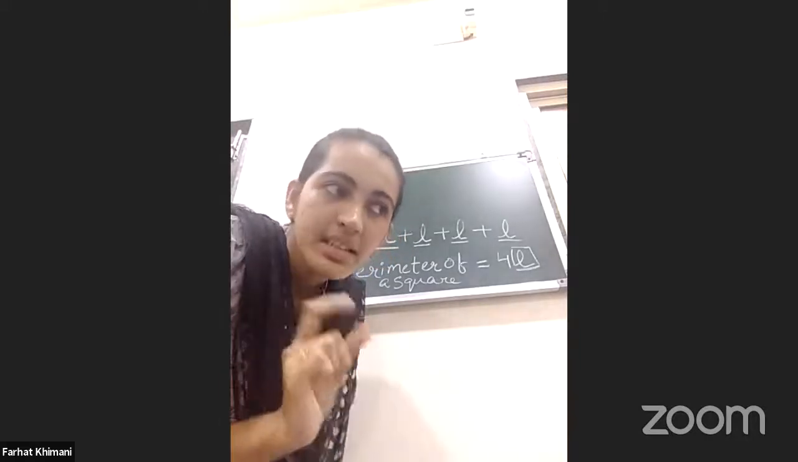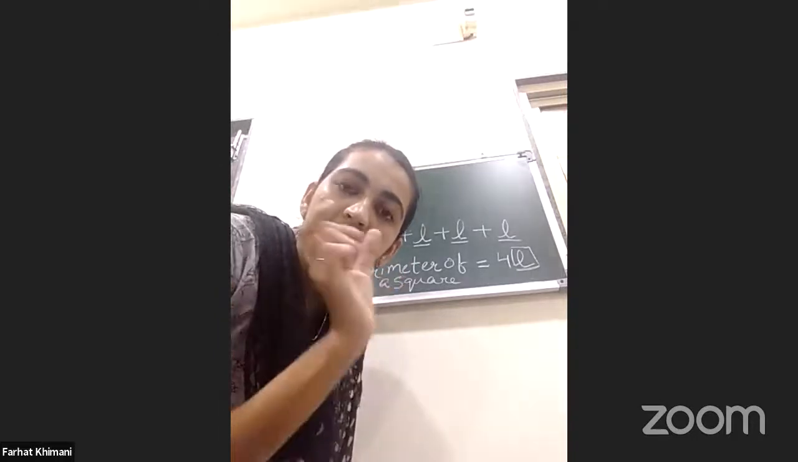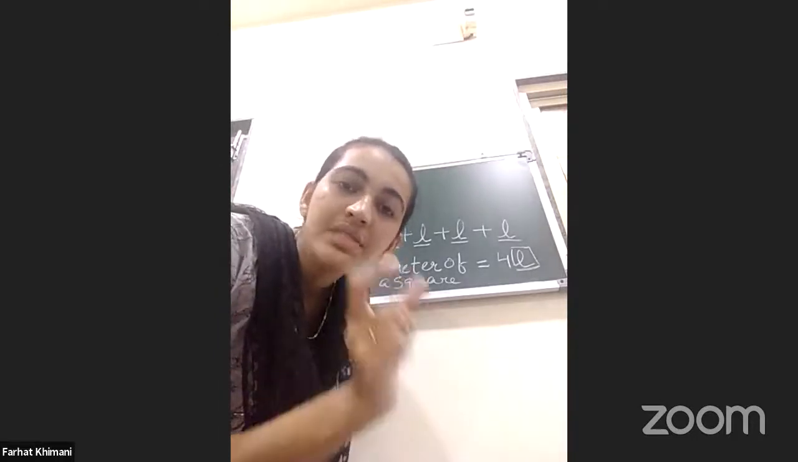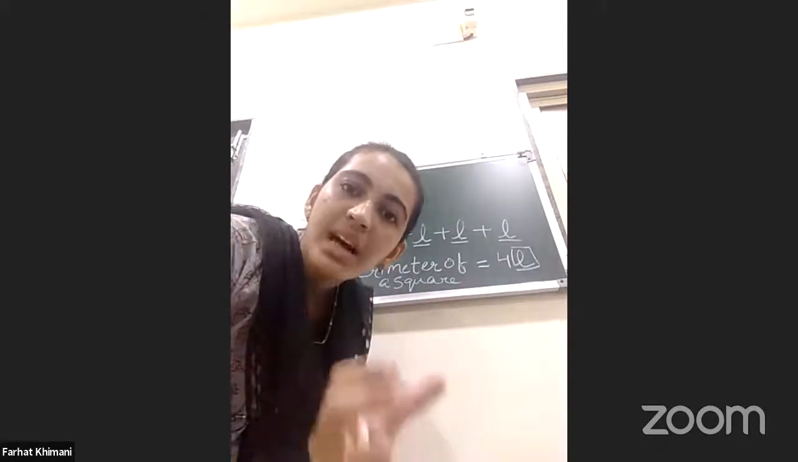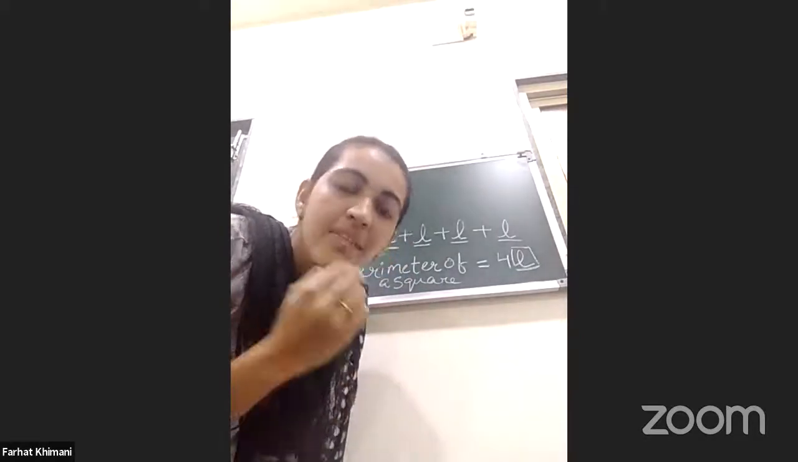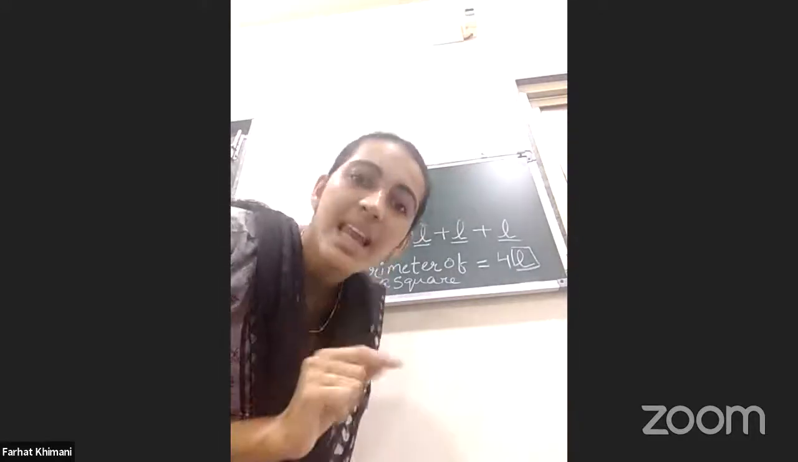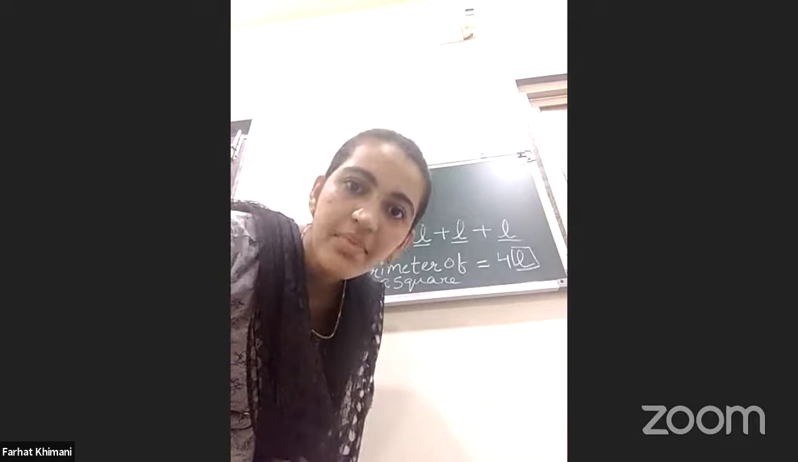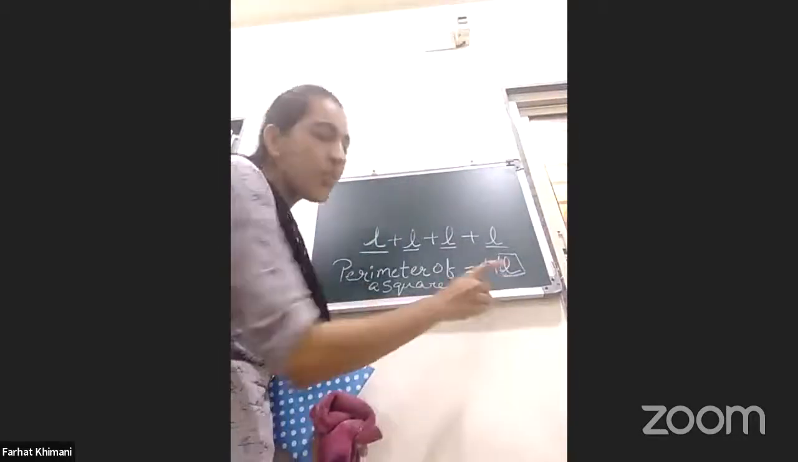See, maths is such a subject that you don't have to go by heart with all the details you have been given in the textbook. You can bring it up to yourself as well. See, when I write the length of the side, you can write it as L as well. Okay? So we get the perimeter of the square is equal to 4L.